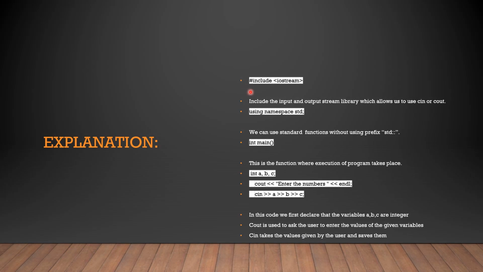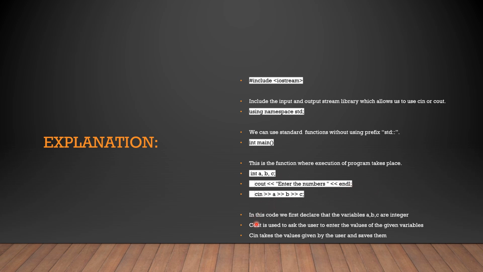So, this is the first line in this code. This includes the standard input or output stream library, which allows the program to use cout or cin. And in the second line, using namespace std, we can avoid the need of using this prefix. And now main is generally the entry point of a C++ program, or the function where execution of the program takes place. Now let's see what the next lines in this code are.